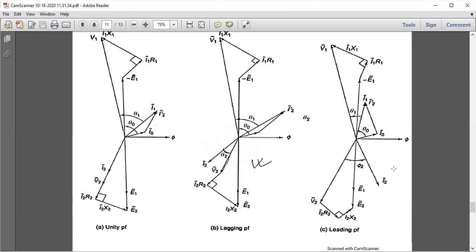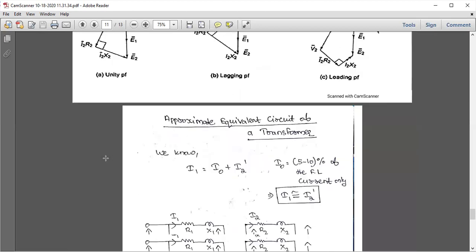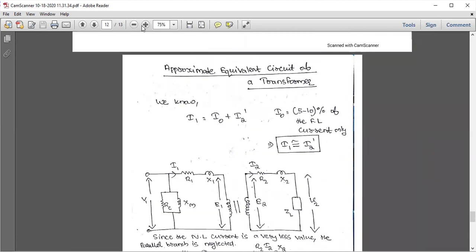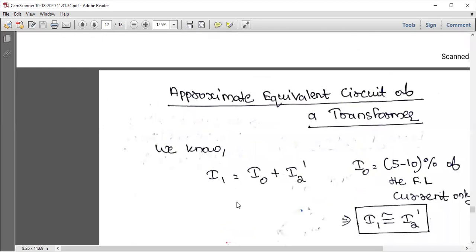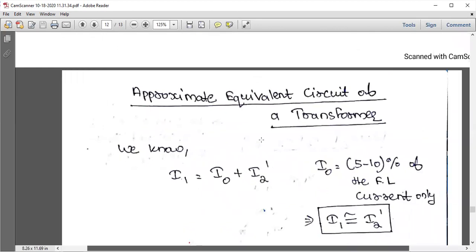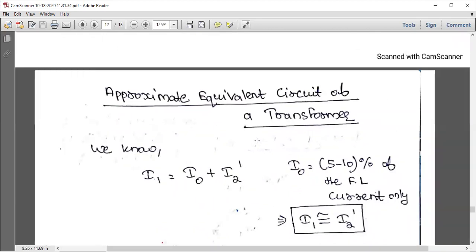For lagging, I have taught you how to draw step by step. I have drawn, and finally we arrived at this figure. Similarly, I want you to draw the phasor diagram for unity power factor and leading power factor. Leading power factor means it will be a capacitive load, and unity power factor means it is a resistive load.